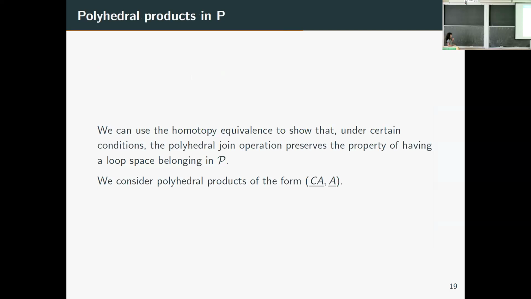Okay, so we can use this to show under certain conditions when the polyhedral join operation preserves this property of having a loop space in P. For this, we're going to consider polyhedral products of the form (Cone A, A), of which the moment angle complex is an example.